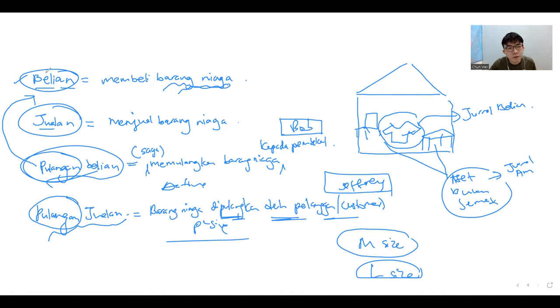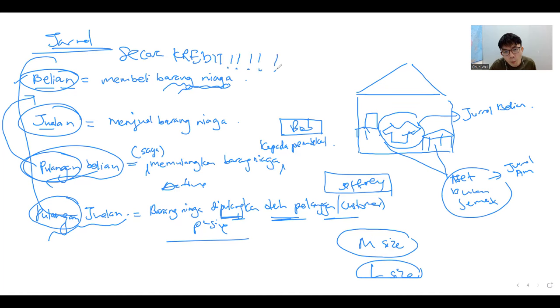And all these terms, in order to be in journal, then there must be secara kredit. Okay. Jurnal belian meaning membeli barang niaga secara kredit. That's why there is a jurnal. Okay. Jurnal jualan means menjual barang niaga secara kredit. Okay. If it is belian secara tunai, then we cannot record in jurnal belian. We have to record in buku tunai, which we'll learn later. Okay, so after knowing all this jurnal belian, jurnal jualan, jurnal pulangan belian, jurnal pulangan jualan, let's do the question.